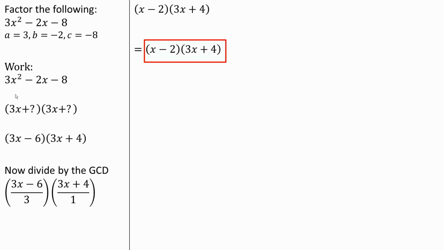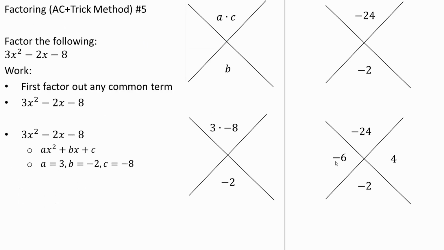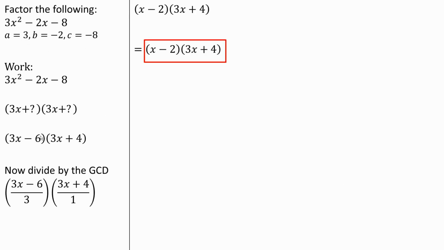And so for here, I have two sets of parentheses. The first one is going to be a 3x and a 3x, because here we have 3x squared. So I put a 3x here and I put a 3x here. And by the question mark, I put -6 and I put 4. Now divide by the greatest common divisor. For this piece, it's going to be 3, and for this piece, it's 1. So 3x minus 6 divided by 3 would give us x minus 2. 3x plus 4 divided by 1 remains the same, 3x plus 4. And so this right here is the final answer.